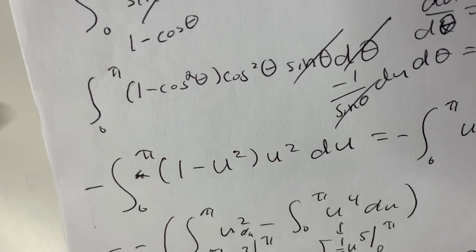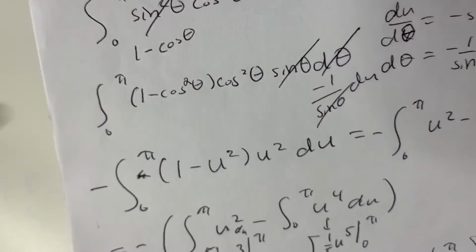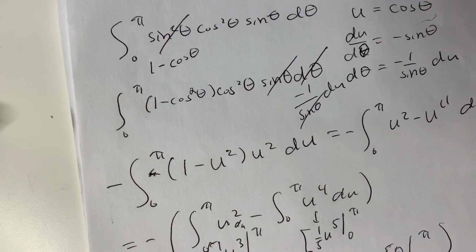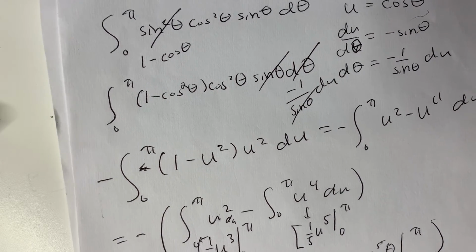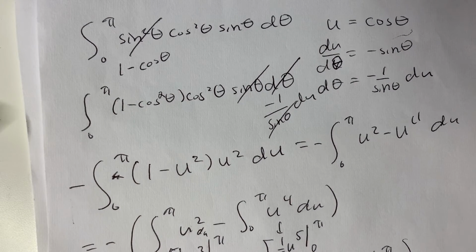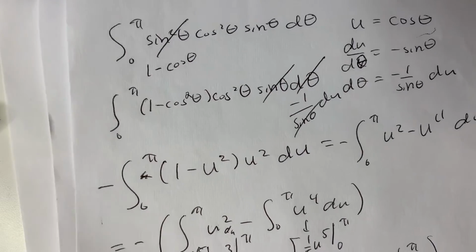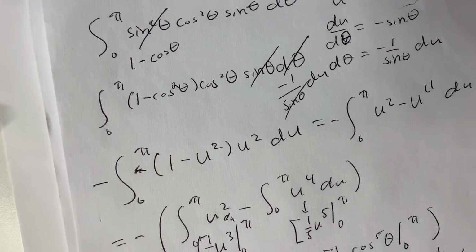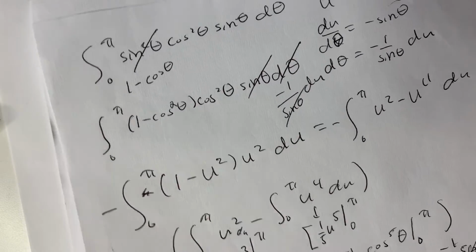We are actually done evaluating that integral. Let me just make sure I didn't leave anything out. Okay, so this entire integral is 4 over 15.